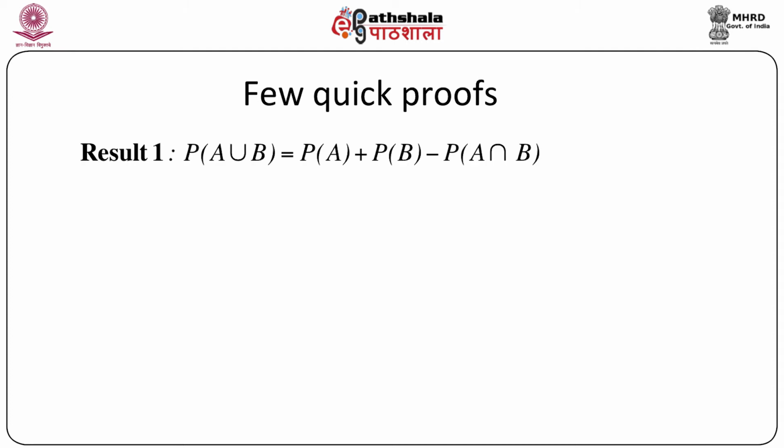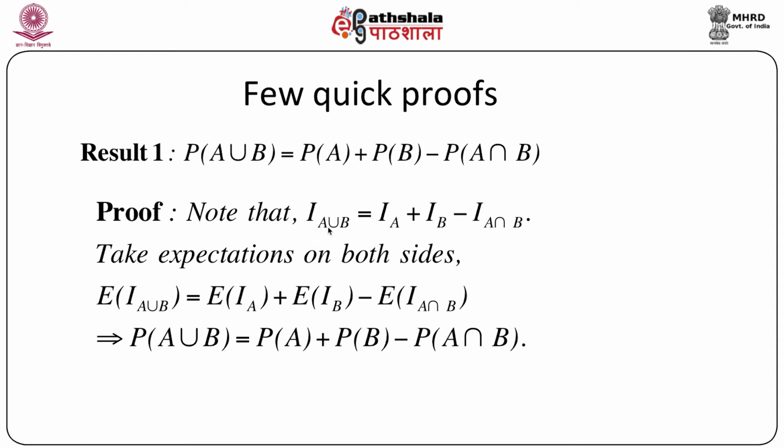Now let us do a few quick proofs. One is the probability of A union B equals probability of A plus probability of B minus probability of A intersection B. Now we all know the proof of this result, because we can just look at the Venn diagram and split A union B into a union of a few disjoint sets and then apply the axiomatic definition of probability and we will get the proof. But here I am going to prove this result using the indicator function.